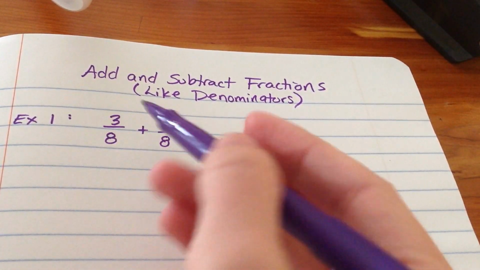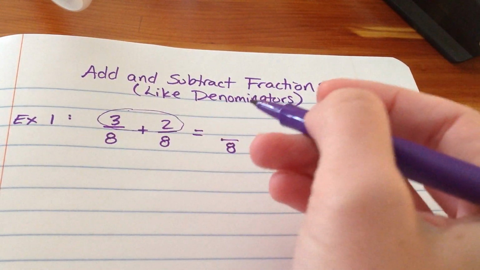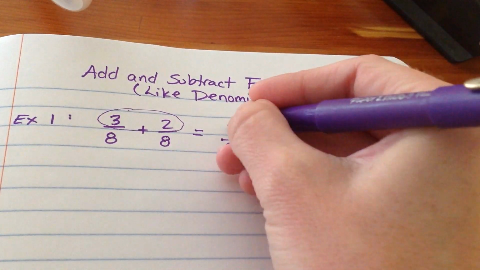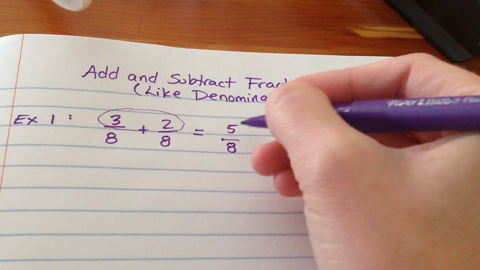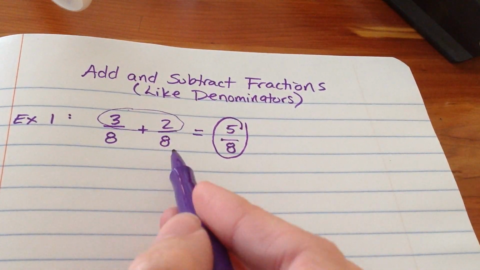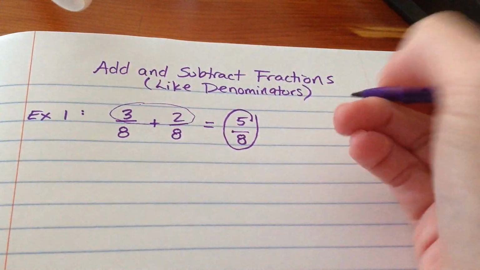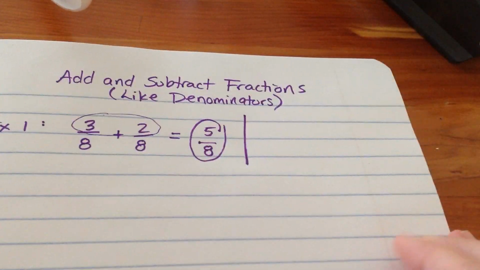The only thing we have to add together is the top number. So I'm just going to go ahead and do 3 plus 2, 3, 4, 5. And it's as simple as the final answer being 5/8. So denominator does not change, just add the top number. So let's look at another example. So let's do maybe an example beside of this one.